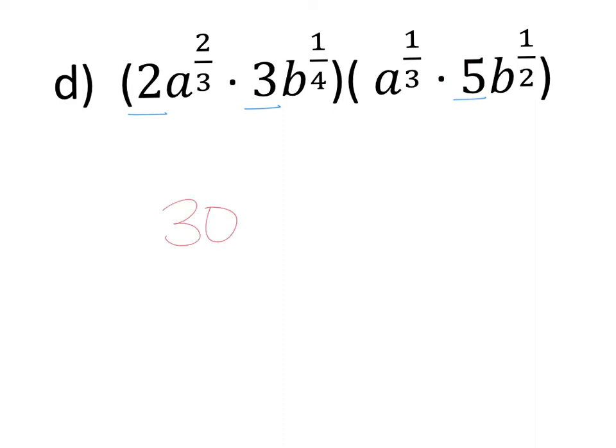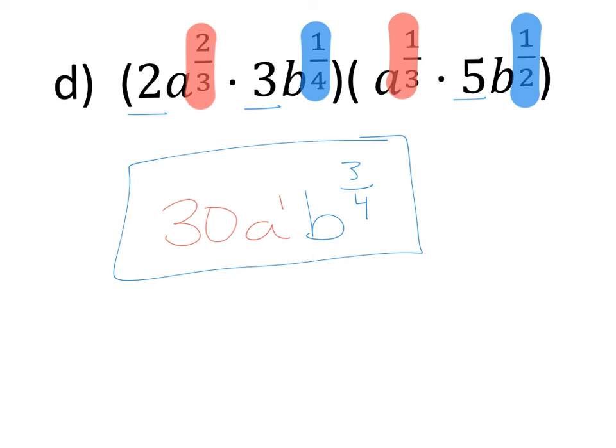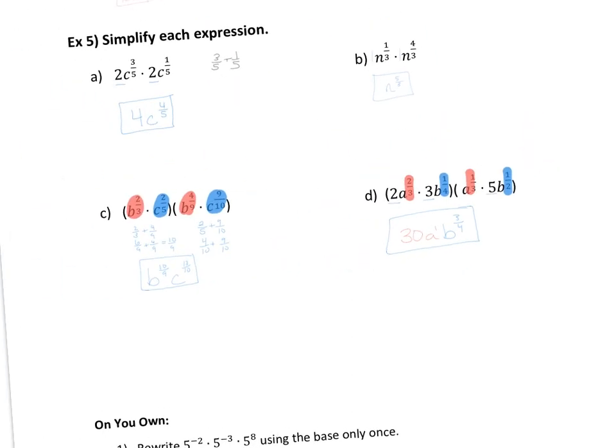Now put together your a's. I've got 2/3 and 1/3, which would be 3/3, and 3/3 turns into a 1. I don't care if you put a 1 there or not, that's up to you. Now we're going to put together your b's. We've got 1/4 and 1/2. When you add those up, you should have got b to the 3/4. And that is the answer you should have. That concludes our notes for lesson 7-2.